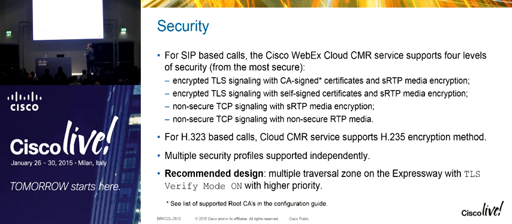In terms of design recommendation, and this is covered in detail in the configuration guide, what we recommend is to create 2 DNS zones on the Expressway: one with TLS verify on with higher priority, and one with TLS verify off with a lower priority, so that all your connections with priority 1 will always be encrypted.